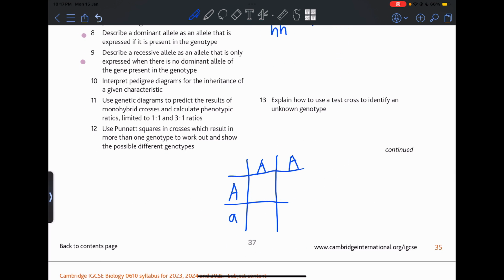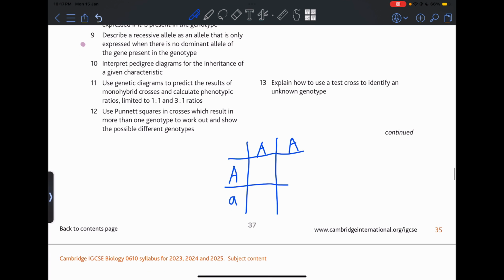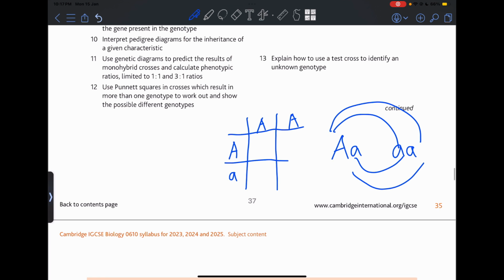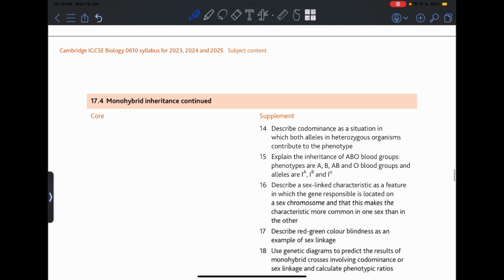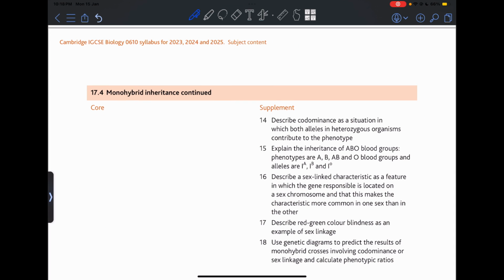13 is only for extended students. Explain how to use a test cross to identify an unknown genotype. And the test cross is like, for example, like this, and you have this one. You can always cross them like this. So this is crossing, and this is the Punnett square. Sometimes they don't really ask you to use a specific way. You can use whatever way you find easier.